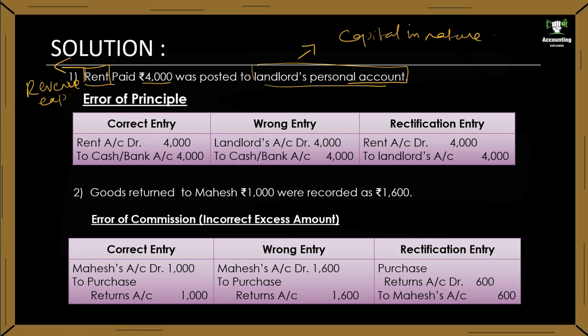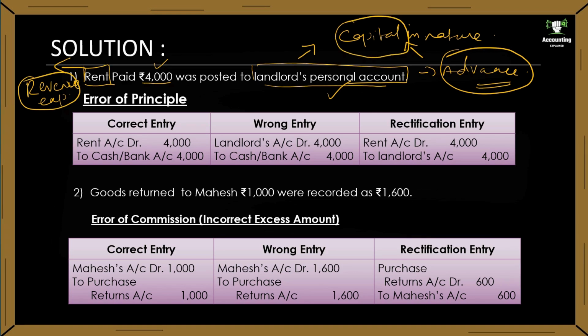Okay, I'll give you an example. So you are paying rent for your premises 4,000 rupees every month. For renting out that premises, you would have paid an advance. Okay, that advance will be a one-time payment. So that one-time payment is capital in nature and that will be taken to your landlord's personal account. So instead of treating it as a revenue expense, you are treating it as a capital expense. That is the error of principle.